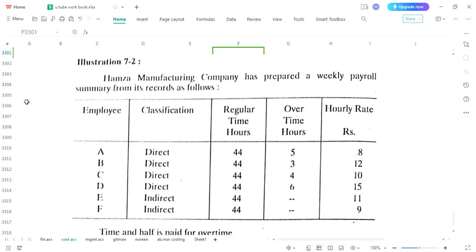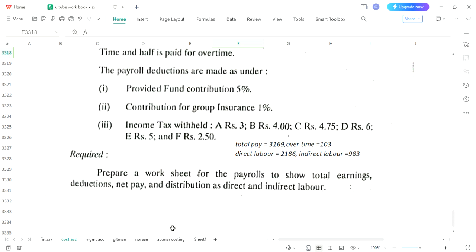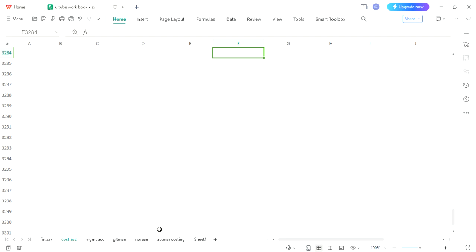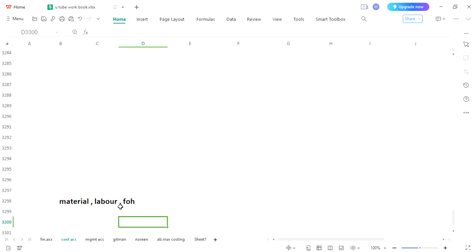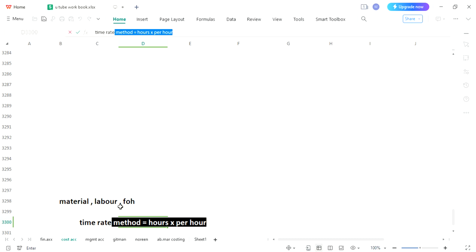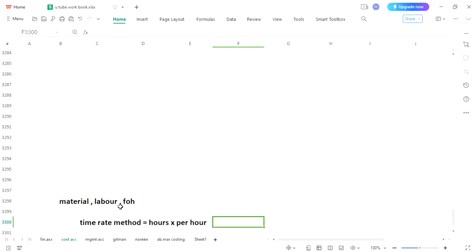In previous lectures, several times we have discussed that we are associated with three factors: material, labor, and FOH. For calculation of labor, we have described that there are two main ways. First is the time wage method, with which you take the hours worked, how many hours a labor had worked, and multiply it by the rate per hour. This is a very simple way to calculate the wage of any labor.